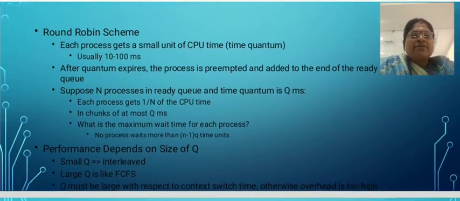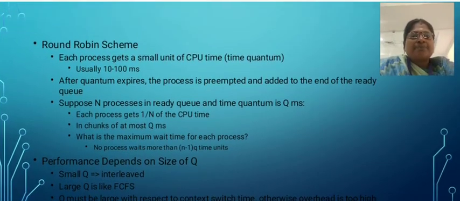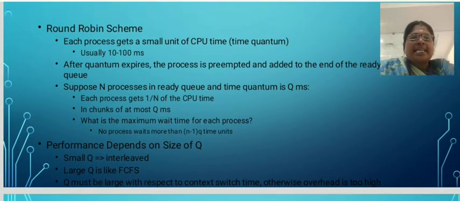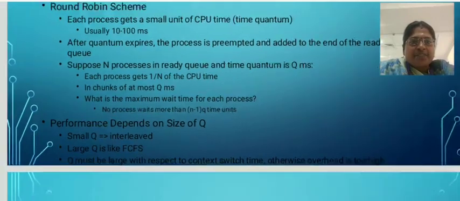What is the maximum waiting time for each process? No process waits more than (n minus 1) times Q time units. Performance depends on the size of the quantum. Small quantum is overhead heavy and the large quantum is FCFS.